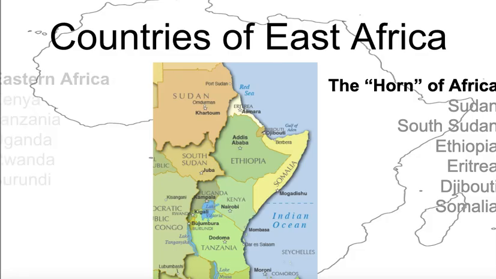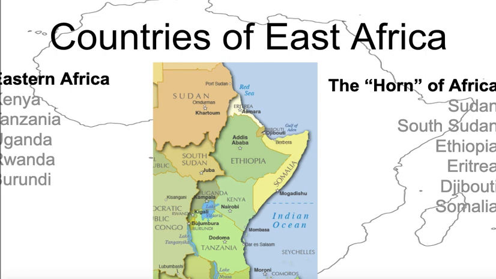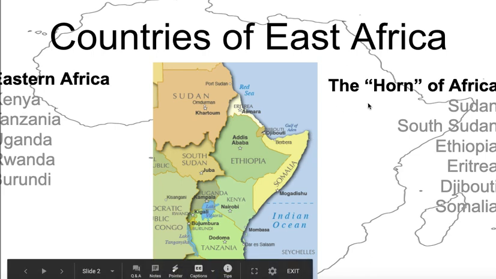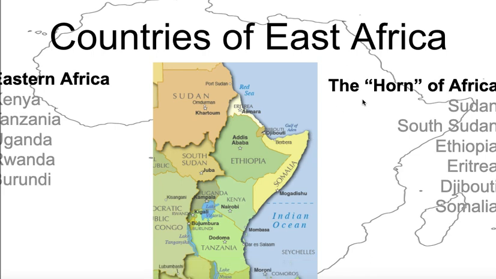of Eastern Africa. The countries are Kenya, Tanzania, Uganda, Rwanda, Burundi. And then over on the Horn of Africa, which is this section right here, and we'll talk more about that when we get there, is Sudan, South Sudan, Ethiopia, Eritrea, Djibouti, and Somalia.